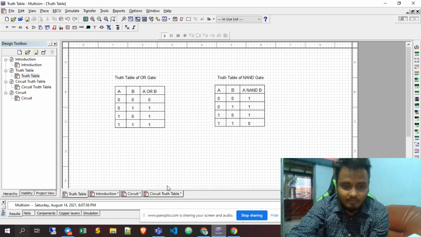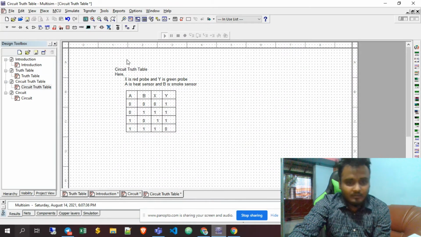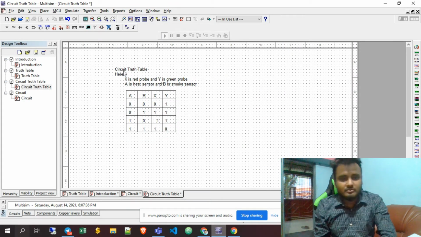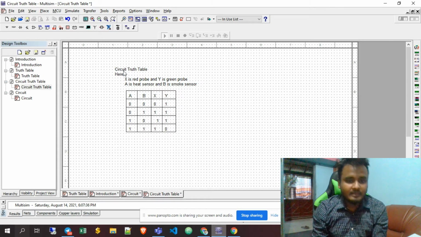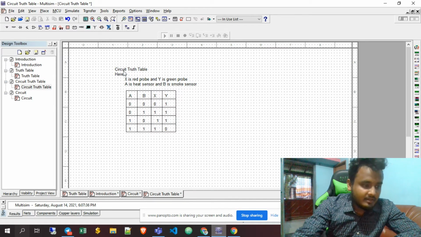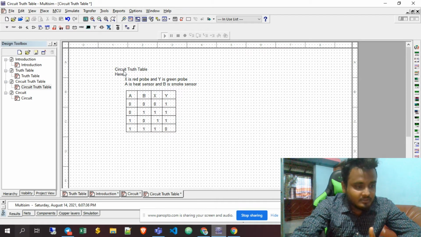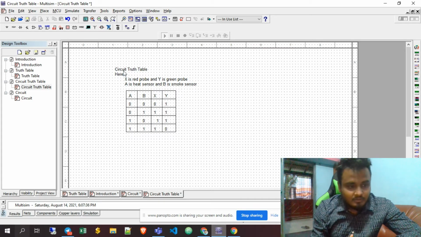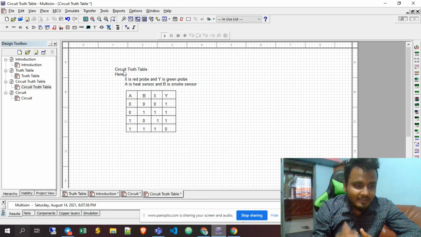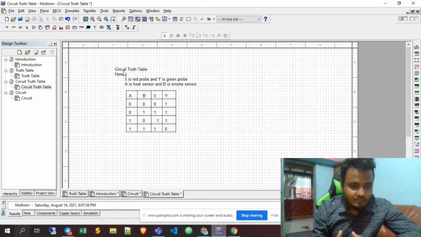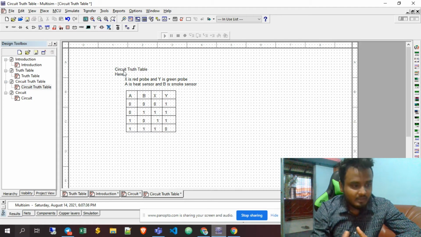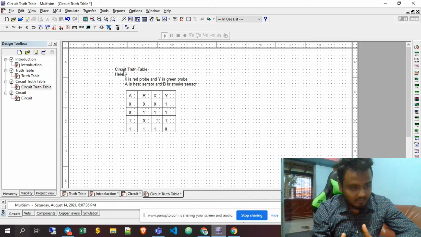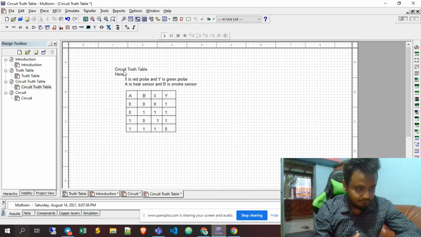Next is our circuit truth table. Here X is the red probe and Y is the green probe. A is the heat sensor and B is the smoke sensor. As there are only two switches, each with two possible states, open or closed, we define a logic 0 as when the switch is open and a logic 1 when the switch is closed. There are then 4 different combinations of arranging the two switches together, as shown.